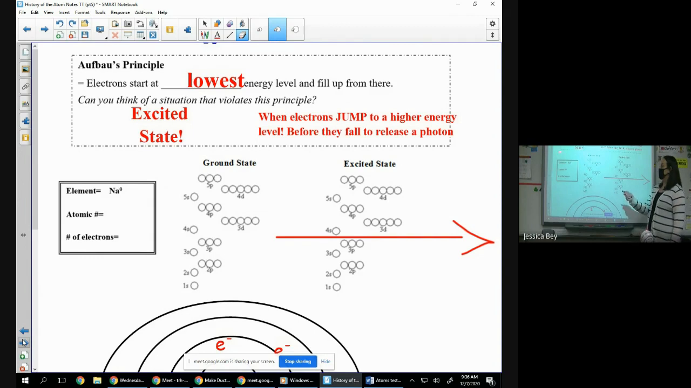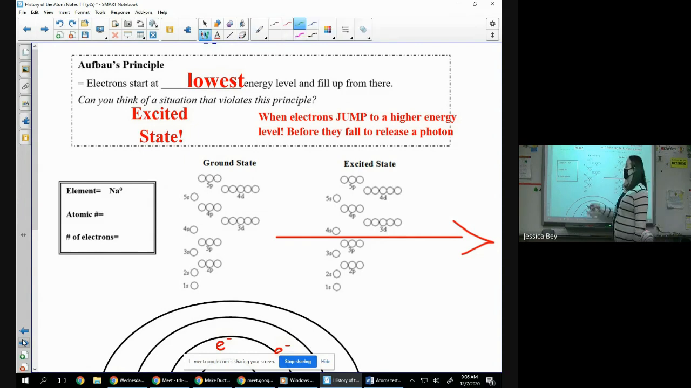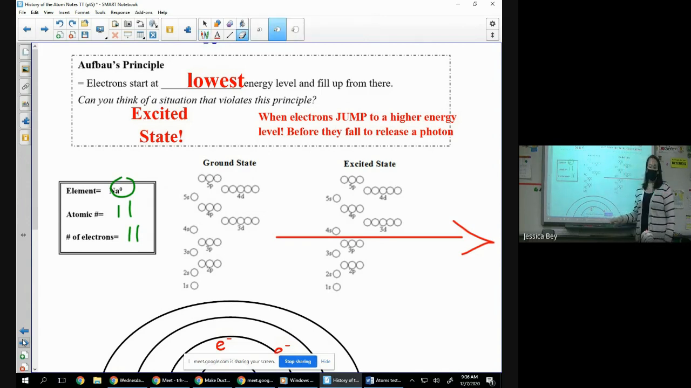So let's look up sodium underneath here. I'm going to show you exactly what that looks like. Sodium has an atomic number of 11. If it's neutral, that means it has 11 electrons as well. So we're going to take some notes on this piece of paper right here. I'm just going to do it on another slide because I'm going to blow it up a little bit bigger.